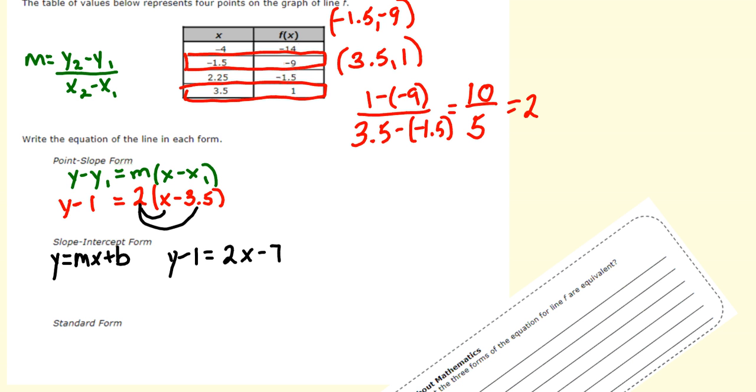So I need to get y by itself, so I need to remove this negative 1. To remove a subtraction, I'm going to do addition. So this eliminates the 1 on the left. I have y equals 2x and a negative 7 and a positive 1. Combining those together would become a negative 6. So my slope-intercept form is y equals 2x minus 6.